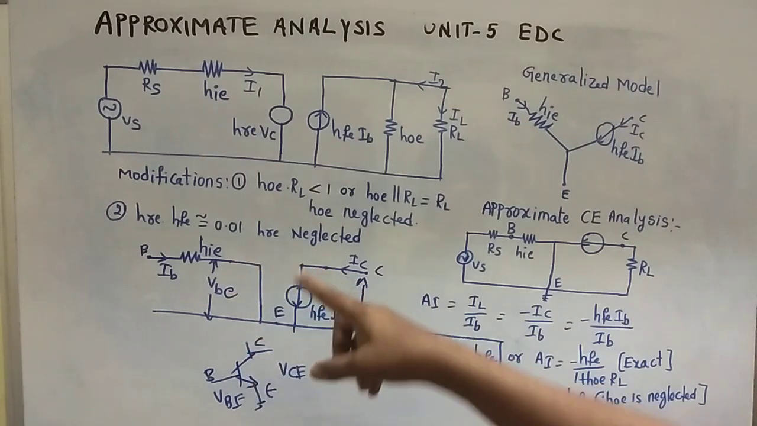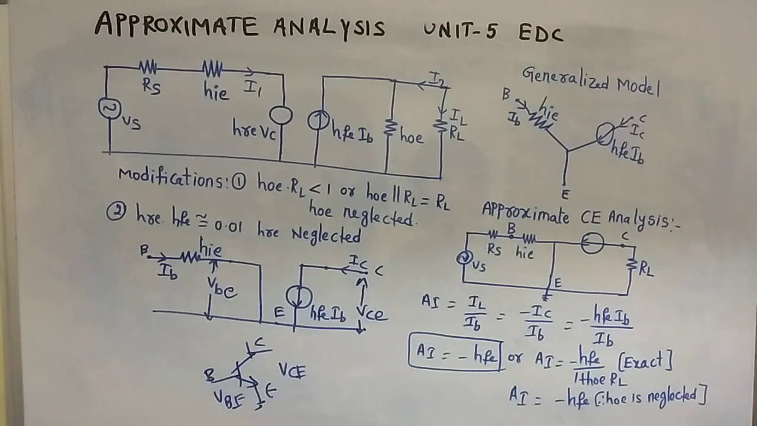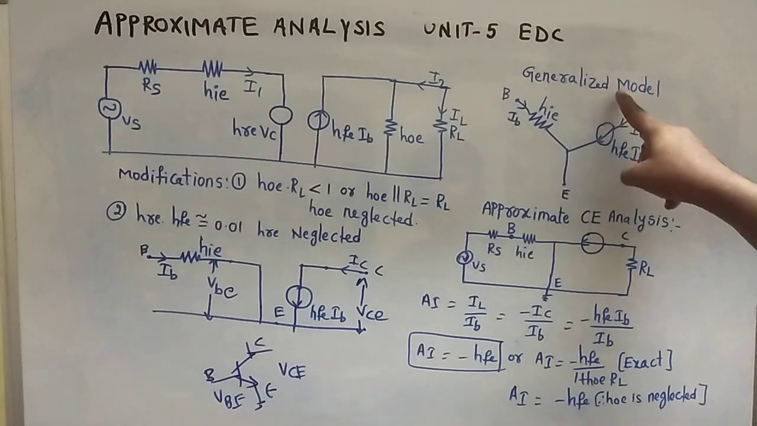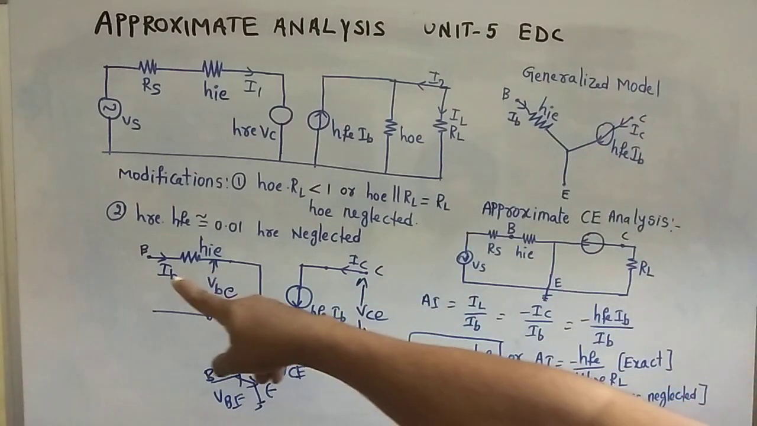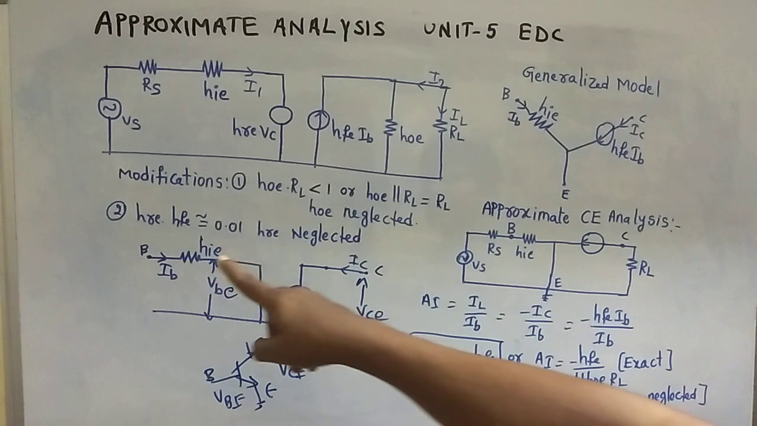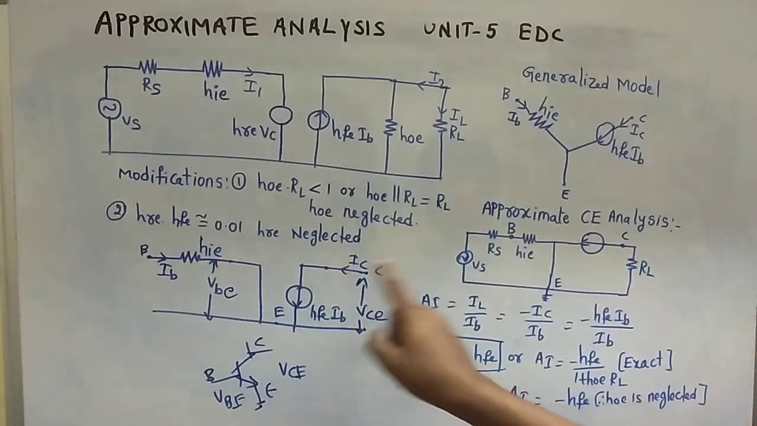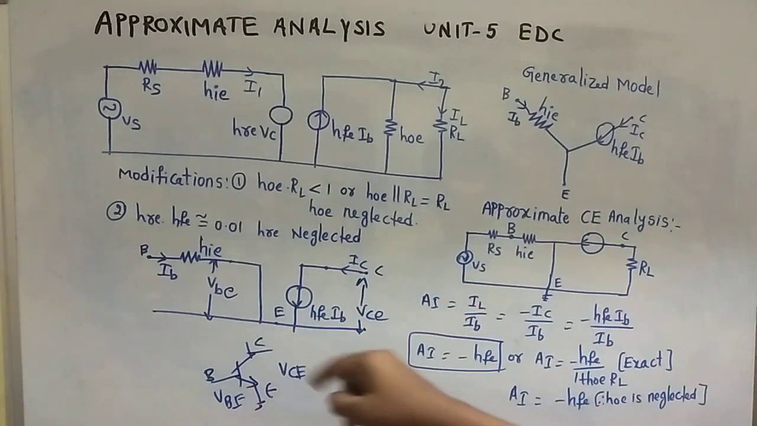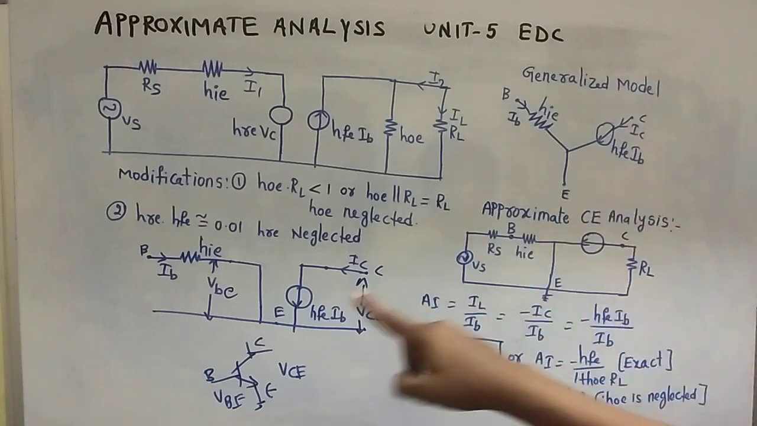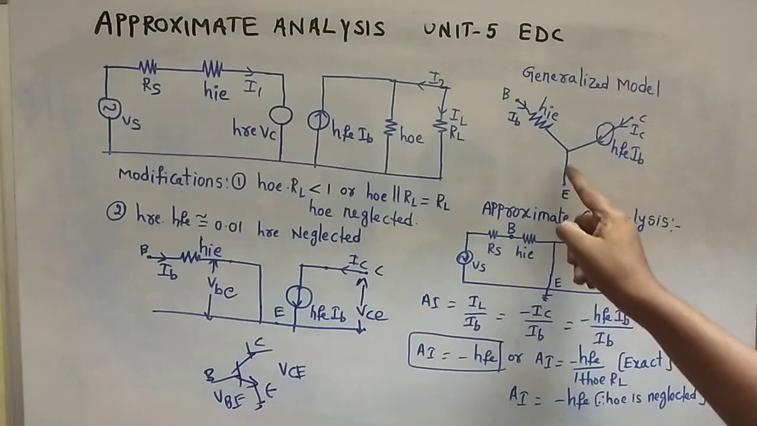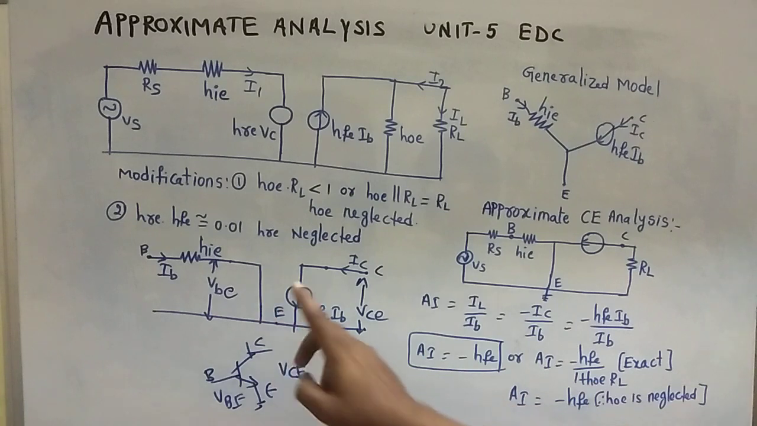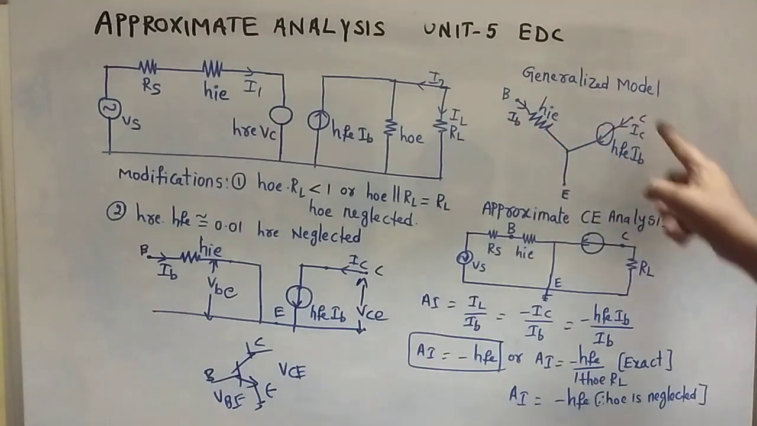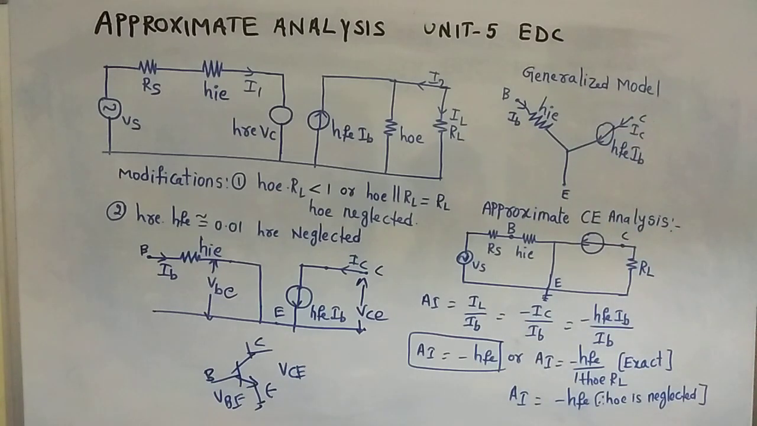From this circuit, I am going to rewrite a generalized model. Here the input is base, and here we have hie, and the output is collector, connecting to emitter, that is hfe Ib, and at the emitter there are no resistances or components. This is the generalized model. From this generalized model, we may write common emitter, common base, common collector, any configuration.